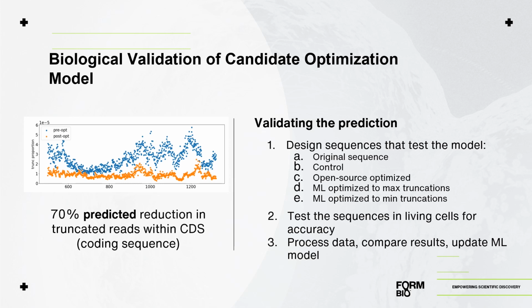One way will be to minimize the truncations. This is what we want. But the other way that we wanted to test as well, to make sure that the model is understanding the causes behind truncation and contamination, is to maximize them. So those sequences will be tested in living cells for accuracy.